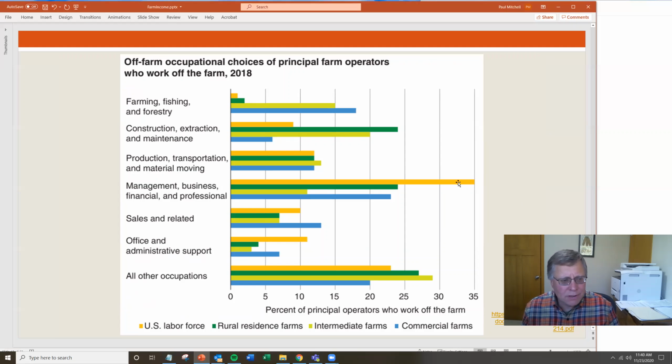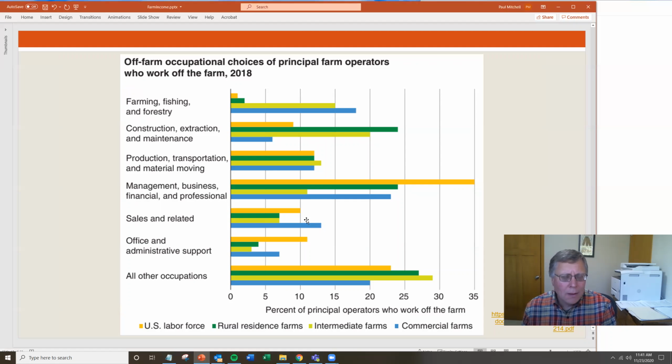35% is the U.S. average in management, business, financial, and professional work, like working at the bank, or working at the grocery store as a manager, managing a QuikTrip or something like that. You can see a lot of these farms are in that category of 20, 25% for the commercial farms, a little smaller in the intermediate farms. Sales is another common one.